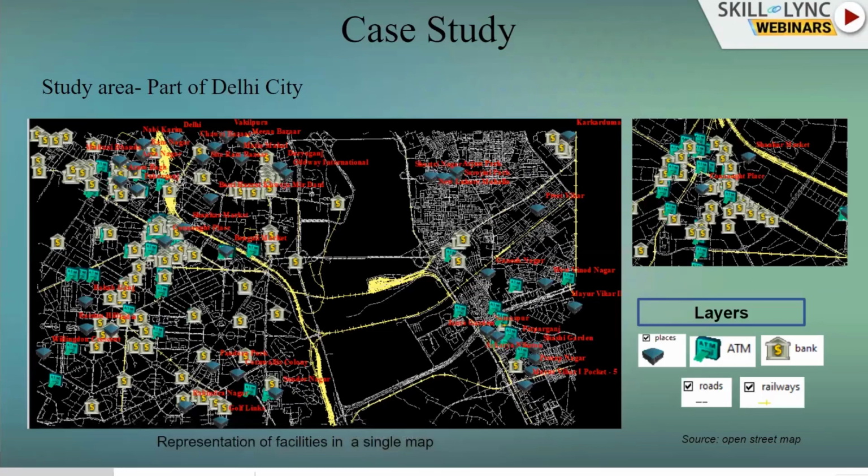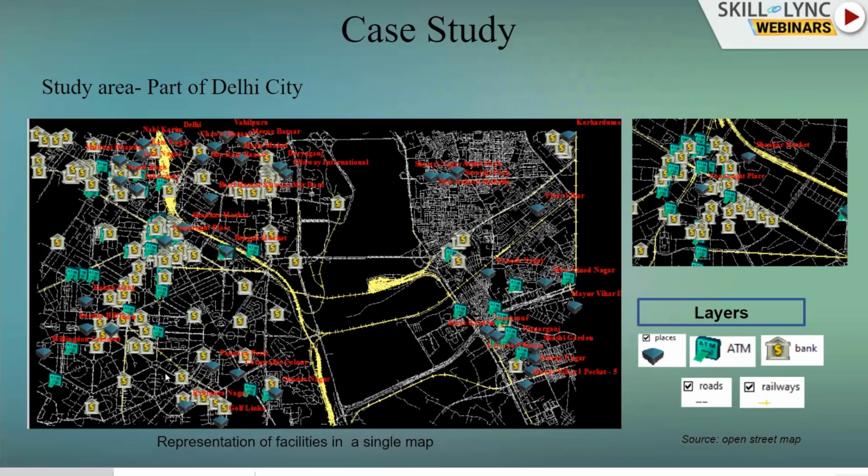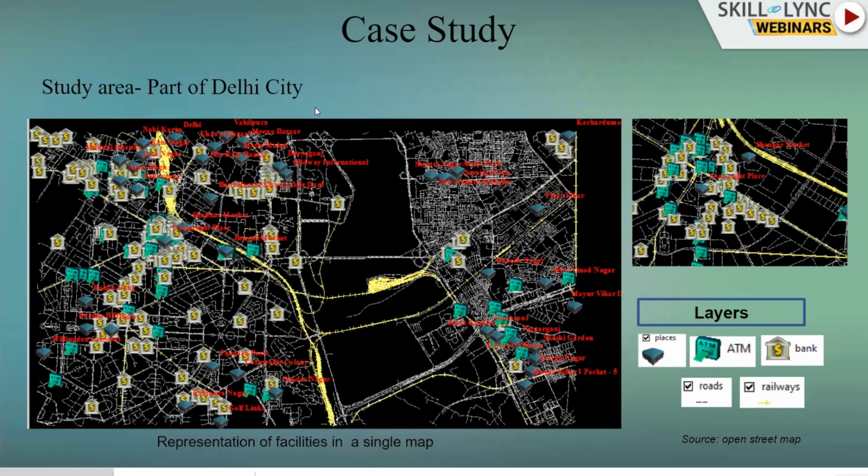Now, next slide. I'll showcase a case study where we'll see a location-based query. In this particular slide, the image in black color is actually a map. In this map, you can see a network in gray color representing the road network, and a few lines in yellow color representing the railway line passing through this area.